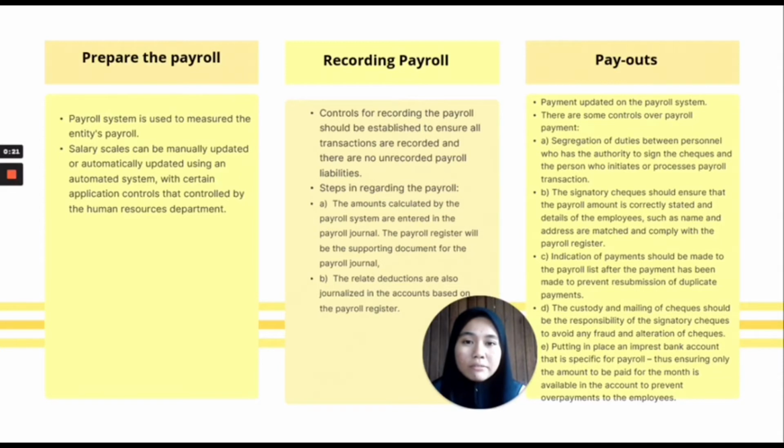There are several steps in recording the payroll. The first one is that the amounts calculated by the payroll system are entered in the payroll journal. The payroll register will be the supporting document for the payroll journal. The other step is that the related deductions are also journalized in the accounts based on the payroll register.